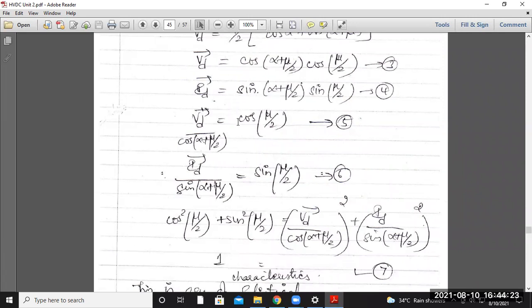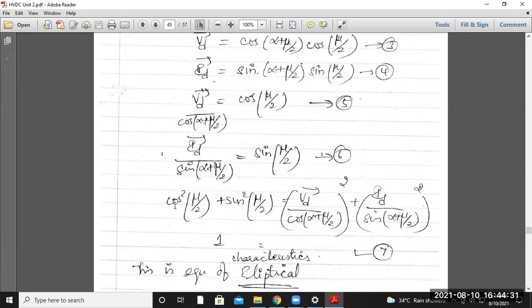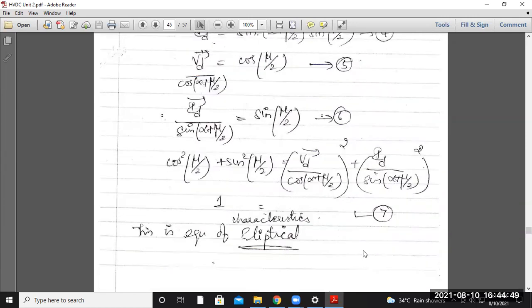So accordingly, if you square the fifth equation and square the sixth equation and add them, you will get this one: cos square mu upon 2 plus sine square mu upon 2. Then you have to square the whole term. This is the LHS of the fifth equation and the LHS of the sixth equation. There you will get this equation. The whole equation is named as your seventh equation.